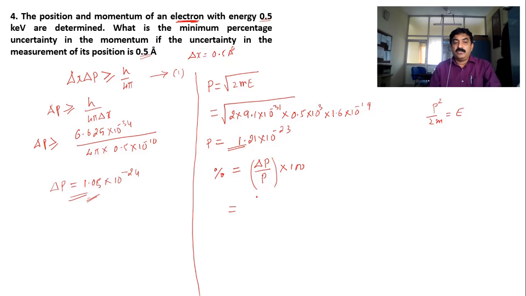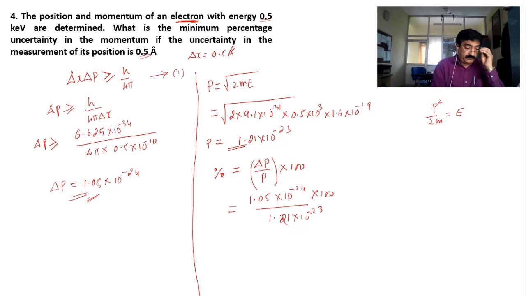Okay, now substitute. Change in the value is 1.05 into 10 power minus 24 into 100 divided by original value. Just now I got it, 1.21 into 10 power minus 23. Well, I will do it for you.